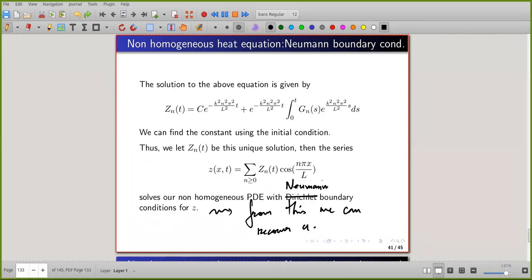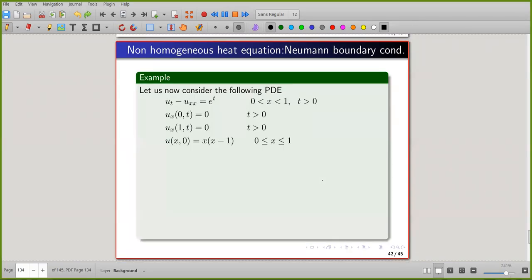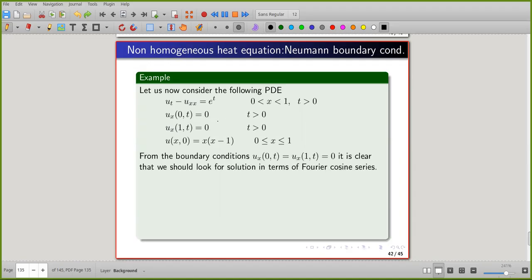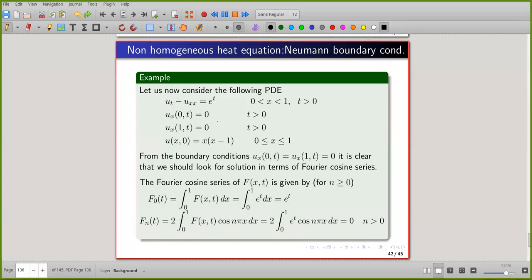So let's move to an example. And the example is going to be, okay, it's the same example, with the same functions, except that these two conditions have changed because here we have an additional x. So once again, here life is simpler for us because we don't need a substitution in this case, right? So from the boundary conditions, it's clear that we should look for the solution in terms of Fourier cosine series. So this is our f of x,t.